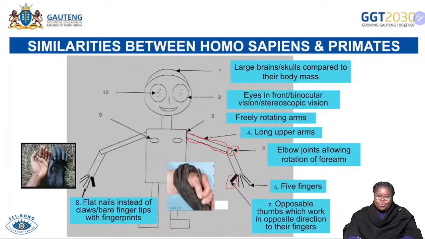Then next one, we've got flat nails. Look at your nails now. You can check your friend's nails now, but preferably look at yours. We've got flat nails, right? And then flat nails instead of claws, right? Or you've got bare fingertips. You can also check your fingertips, which has got what? Fingerprints. You've got bare fingertips with fingerprints.